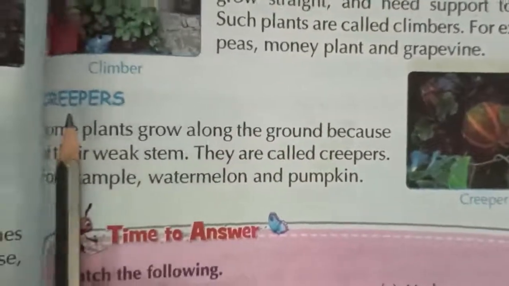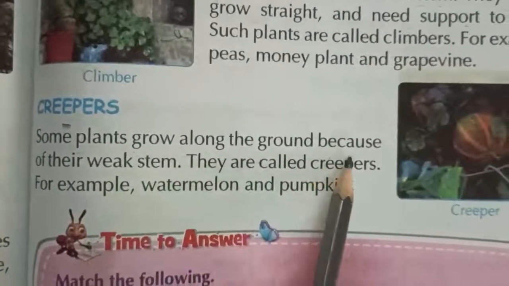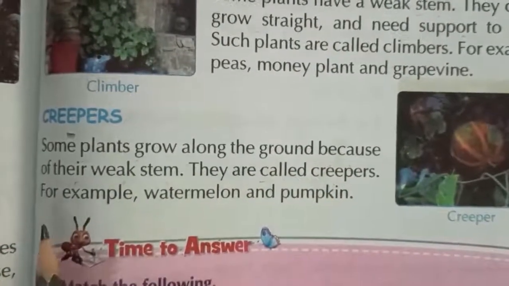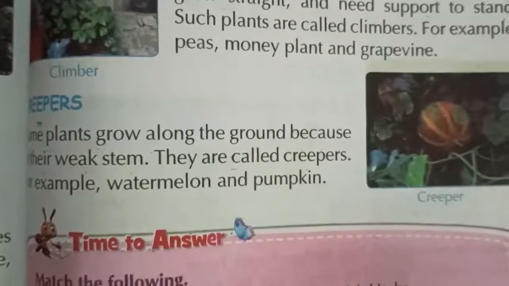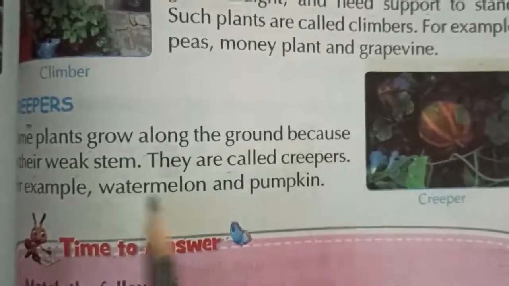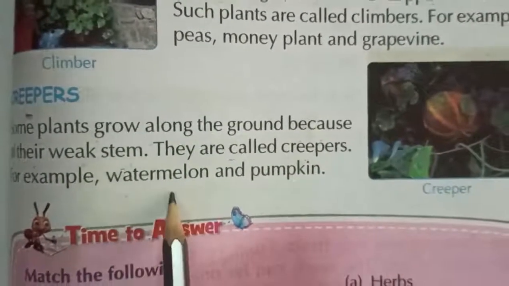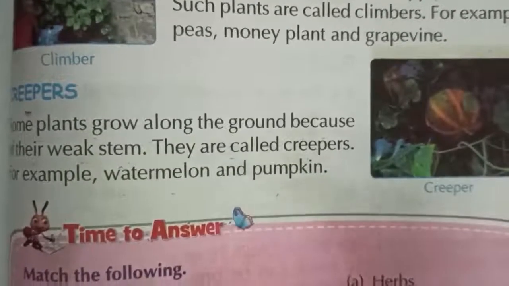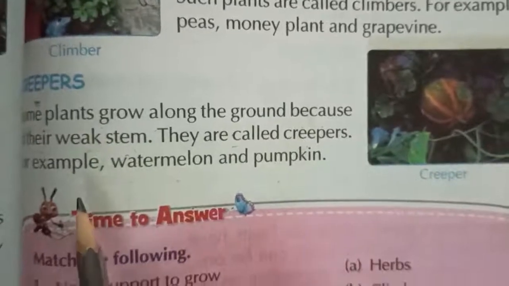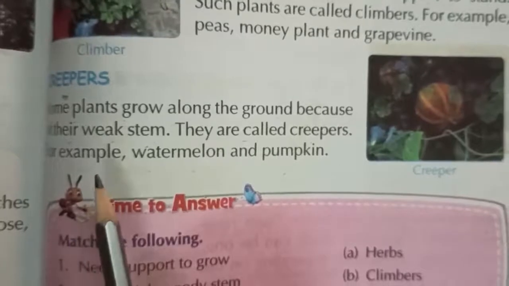Next is creeper. Some plants grow along the ground because of their weak stem. They are called creepers, like watermelon and pumpkin. So, these creepers have big fruits. I hope you understand the different types of plants.